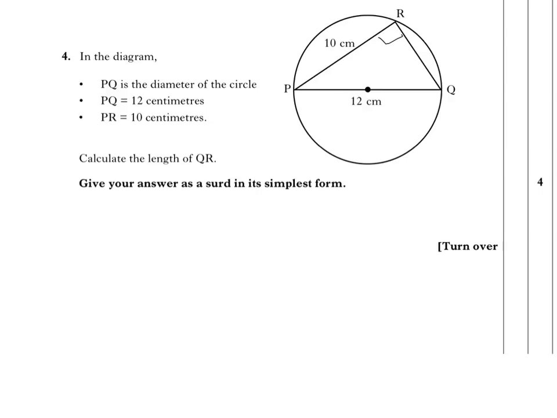Now, to find the length of QR, well, that's one of the shorter sides. It's a right angle triangle. I've got another two sides. I would do Pythagoras to get that. So for Pythagoras, remember, the square of the hypotenuse is equal to the sum of the square of the other two sides.